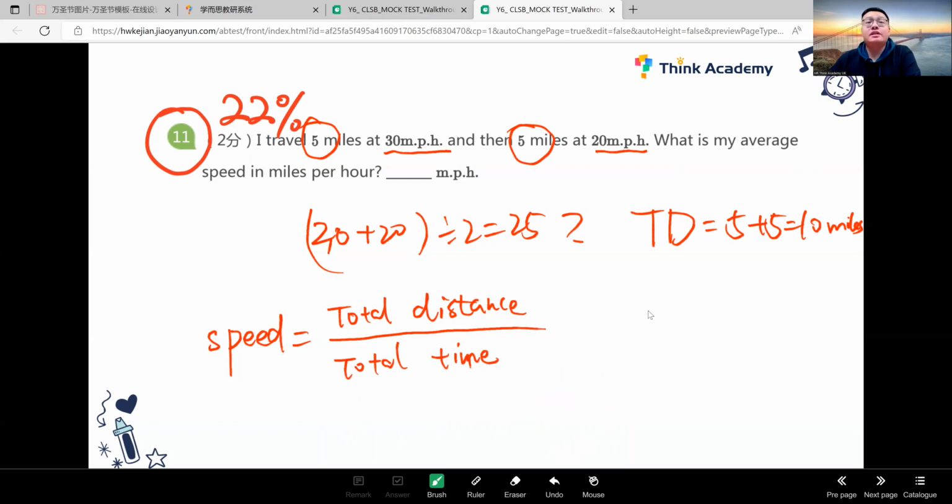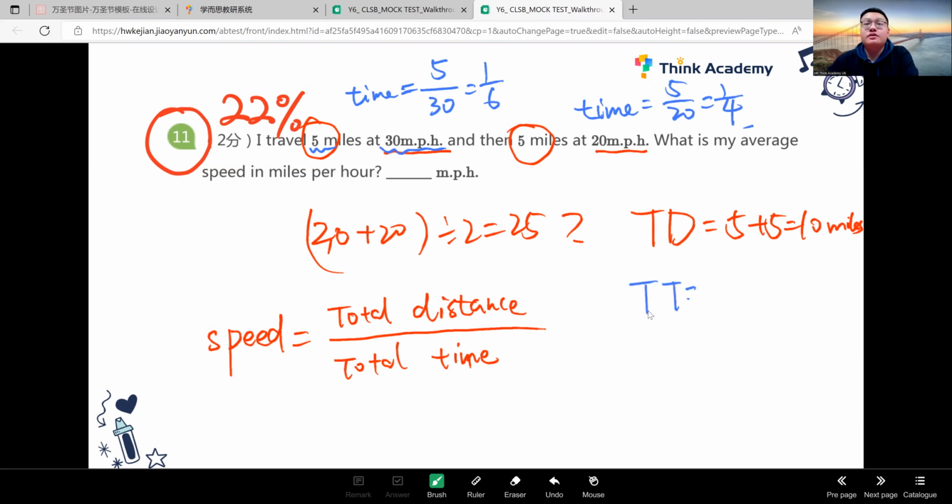How can we get the total time? Yes, Kiki, how can you get the total time? So for the 5 miles at 30 miles per hour, is it 5 over 30? Yeah, so the time, you got that from the distance divided by the speed, right? Yes, so it's 5 over 30, which is 1 over 6. That's right. And then the second one will be 5 over 20, which is 1/4.